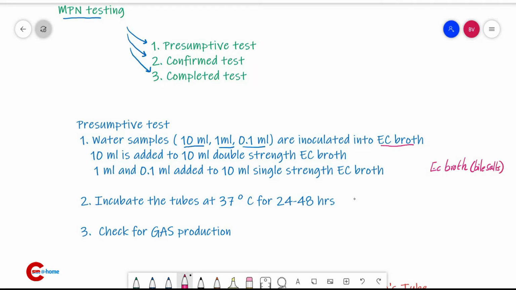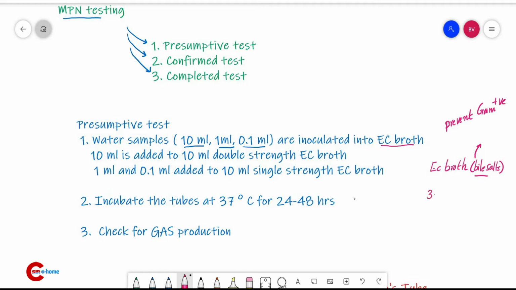EC broth contains bile salt. Bile salts prevent the growth of gram-positive bacteria. Escherichia coli and coliforms are gram-negative bacteria. So, this bile salt prevents which bacteria? Gram-positive bacteria.